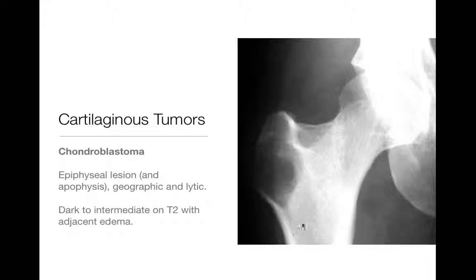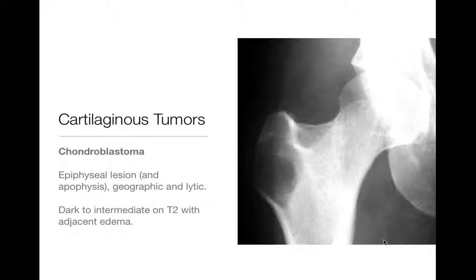So this picture right here shows us this geographic lytic lesion with a narrow zone of transition, non-sclerotic border, which is in the greater trochanter in this case, and this is an apophysis, so an epiphyseal equivalent. So it's okay for us to think about a chondroblastoma being here.